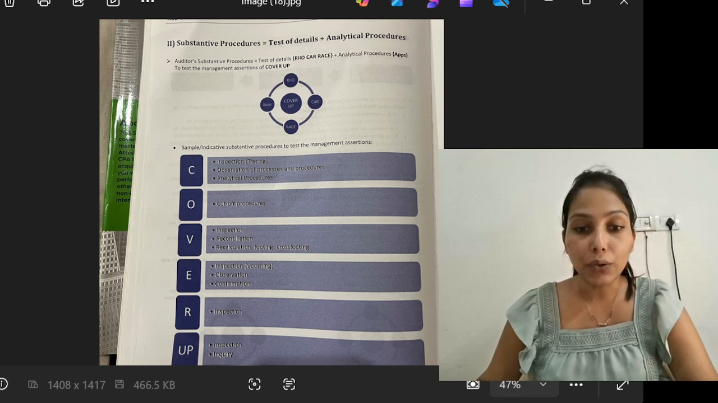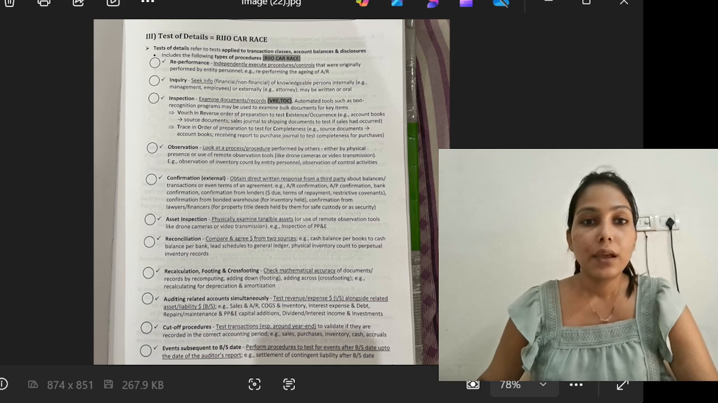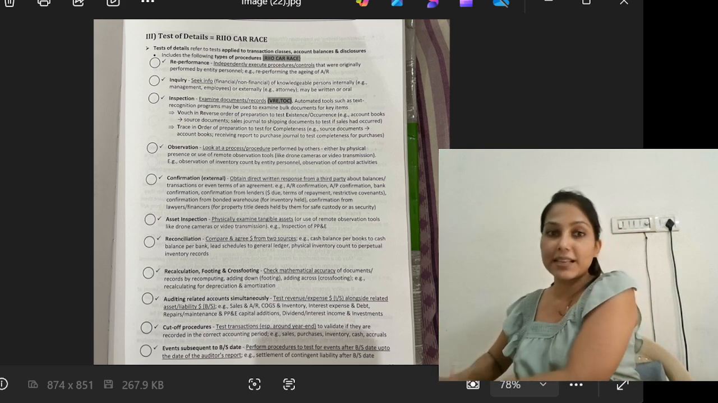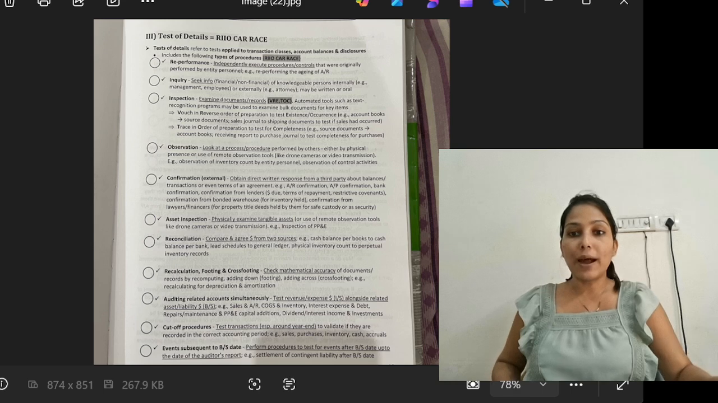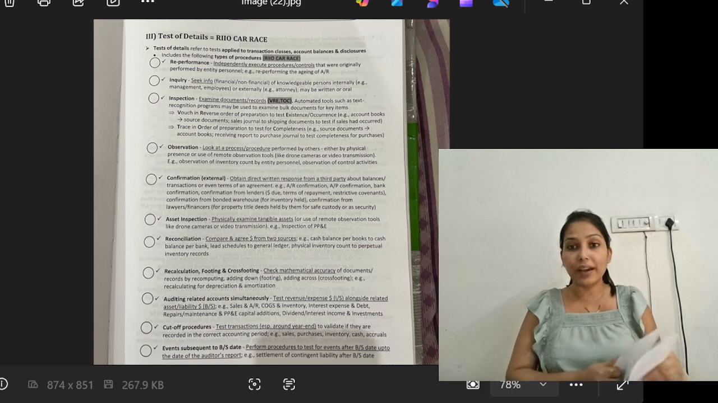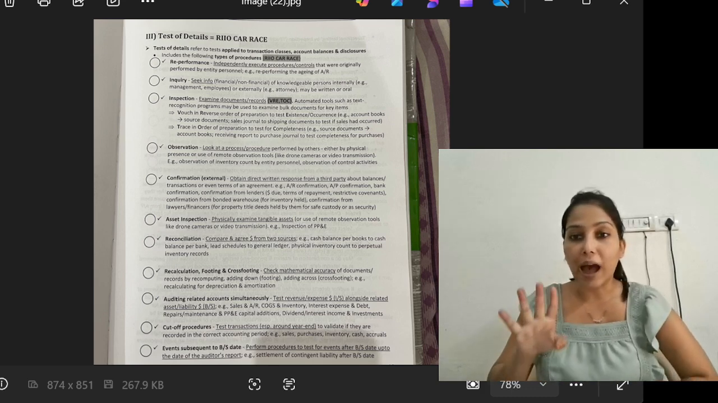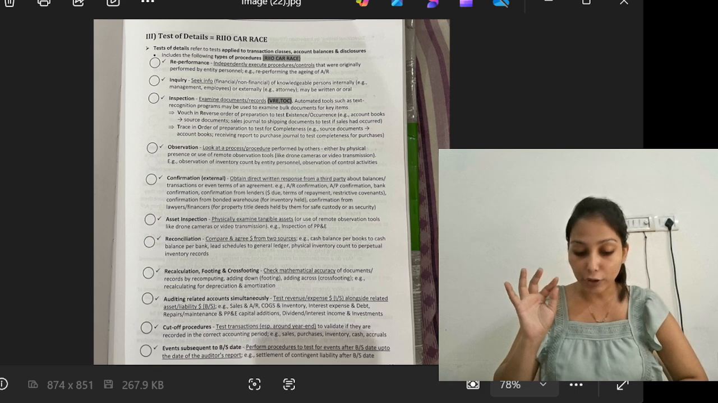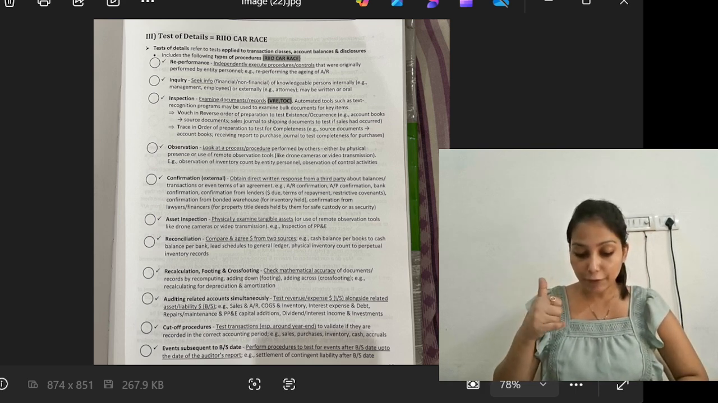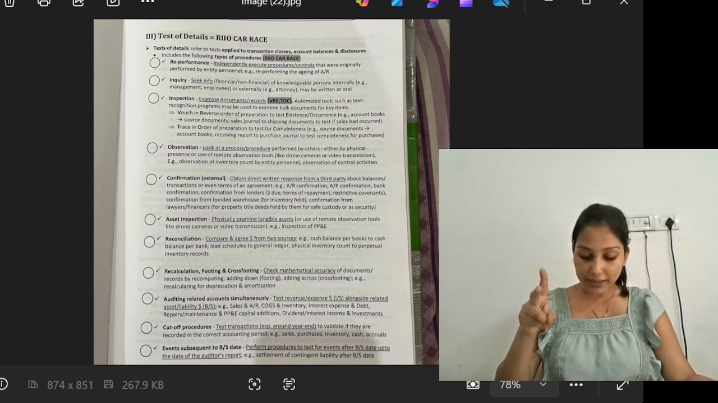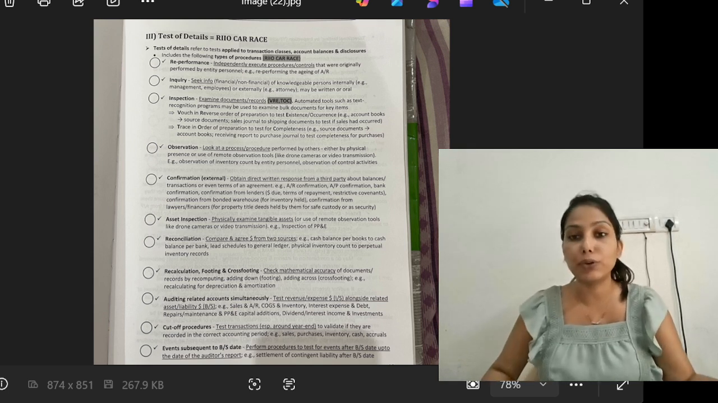Let's dig further into this. So, test of details. The first part is test of details, which comes as part of the substantive audit procedures. You have been seeing mnemonics on the screen a lot of times since the start of the chapter. RIIO and CAR were written. RIIO was the same as in the test of controls: re-performance, inspection, inquiry, and observation. CAR means confirmation, asset inspection, and reconciliation. And RACE means recalculation, auditing related accounts simultaneously, cut-off procedures, and events subsequent to the balance sheet date.